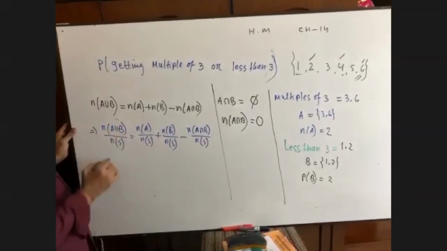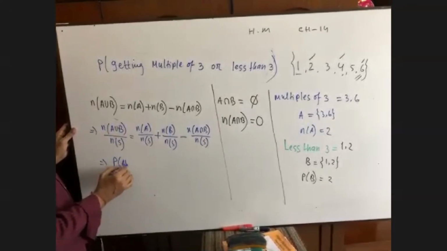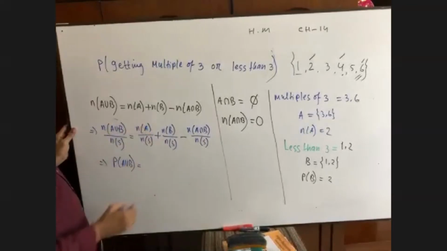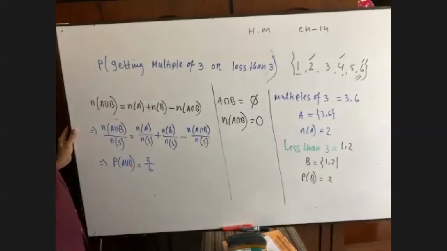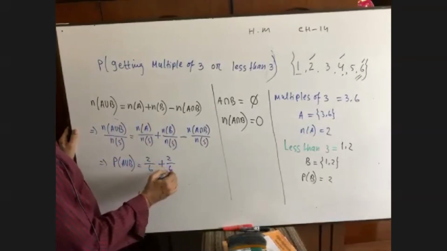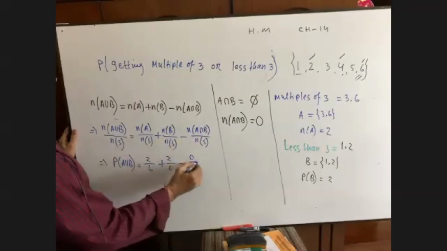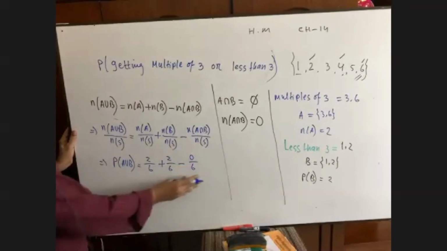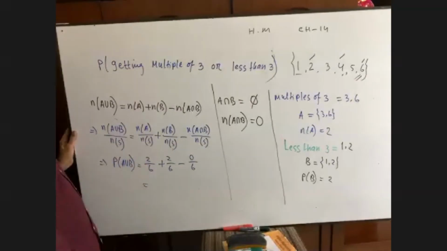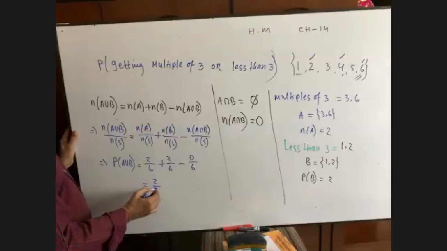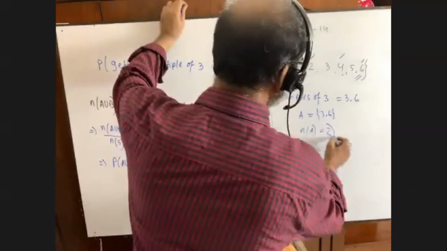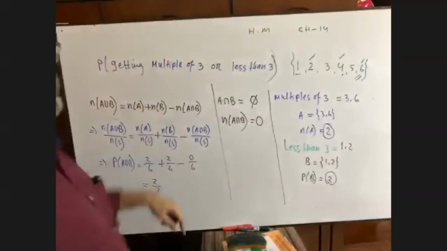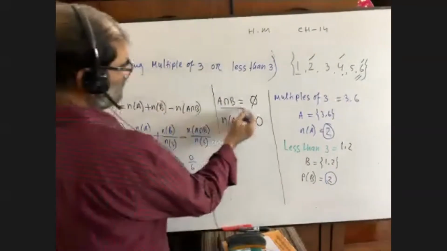So its formula is P of A and B, equal to n of A. What is n of A? 2. So 2 by 6, and the other is also 2 by 6, which gives 4 by 6, that is 2 by 3. Moreover, as it is union, 2 plus 2 equals 4. So 4 by 6. But you have to see, is there any intersection or not?